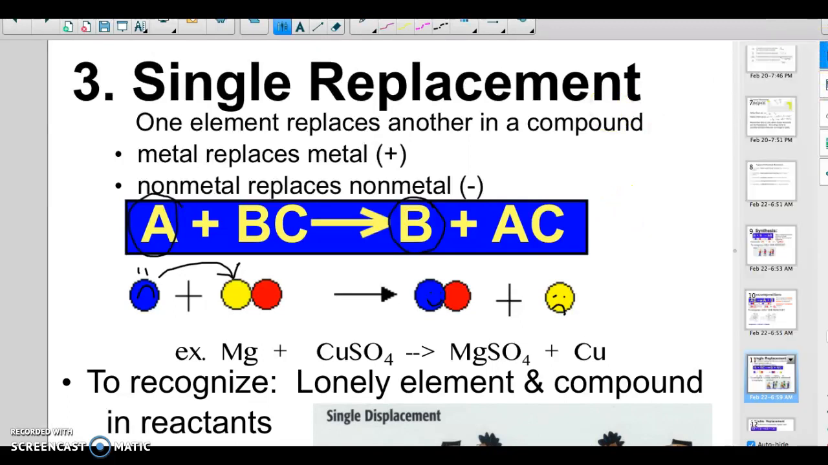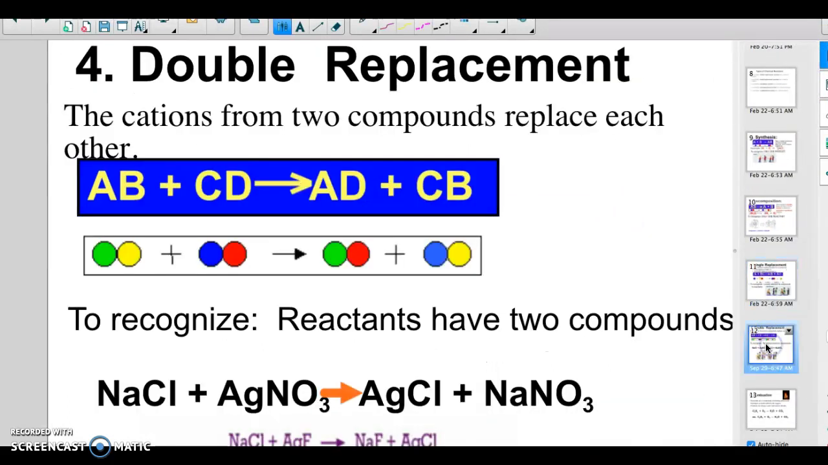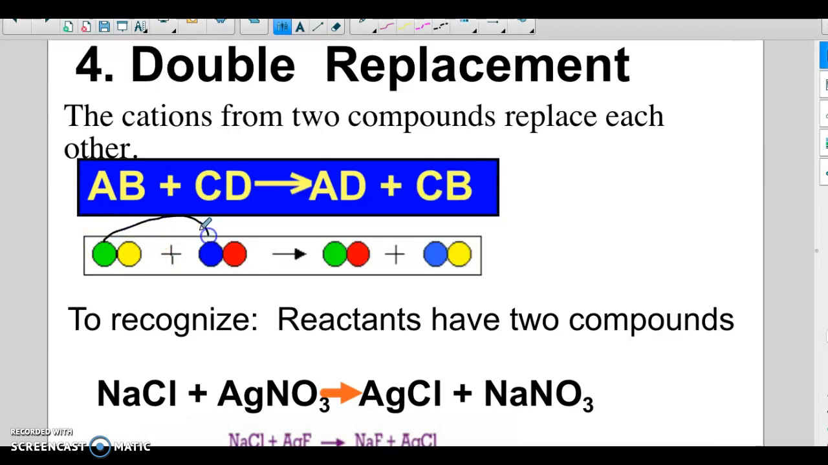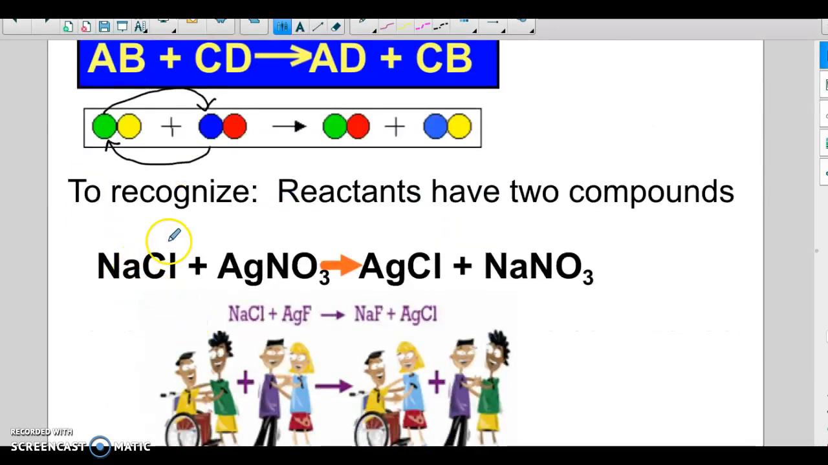And then we have a couple more. The next one we're going to talk about is double replacement. Here, you're always going to have a compound and a compound, makes a compound and a compound. I always think of it as the cations, usually a metal, switching spots. Now this cation is with this anion, and this cation still comes first, with that anion. In the example I have down here, the sodium and the silver are going to switch spots. Sodium comes over with the nitrate, and silver goes over and is now with the chloride.